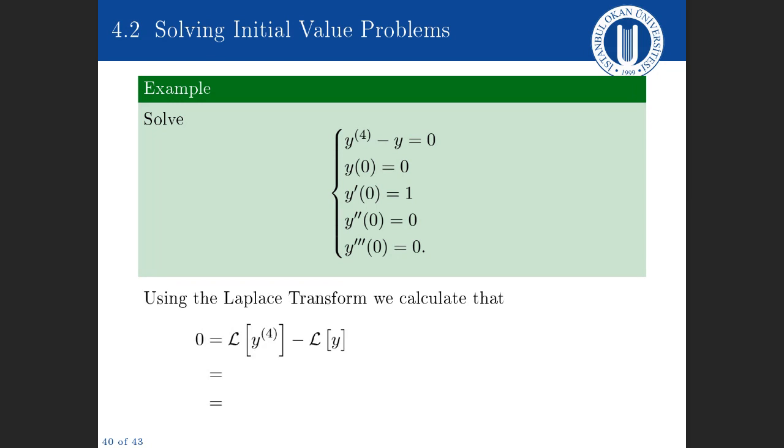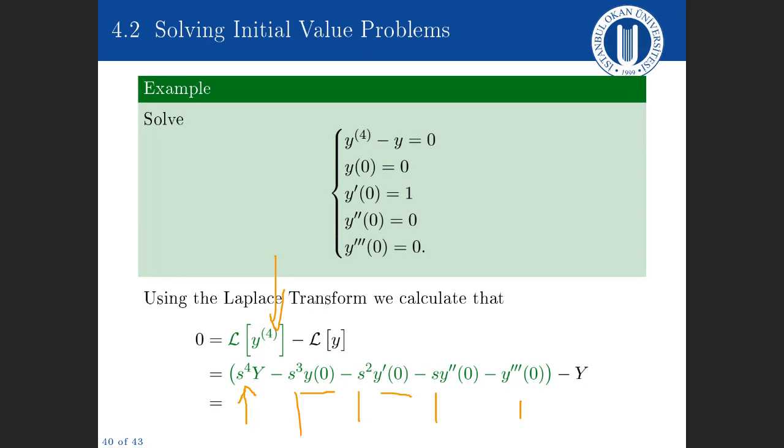So what do we do? We start with the differential equation and we take the Laplace transform of both sides. 0 is equal to the Laplace transform of the fourth derivative of y minus the Laplace transform of y. It's 4, so we start with s⁴ capital Y, and then it goes s³, s², s, and then just 1. And the initial conditions increase: y(0), y'(0), y''(0), y'''(0). That's the pattern.